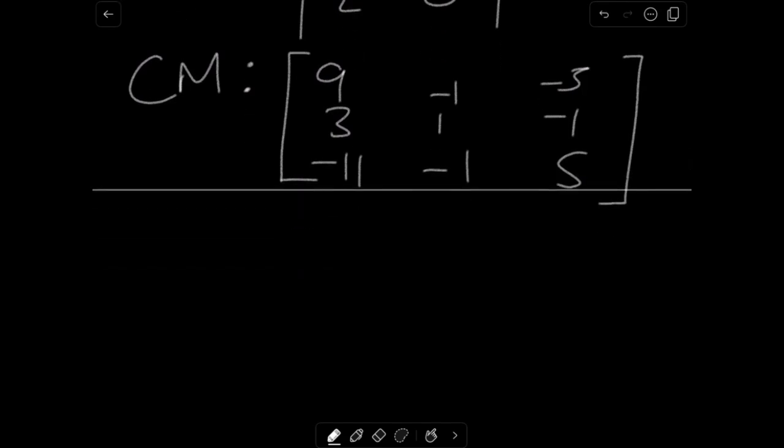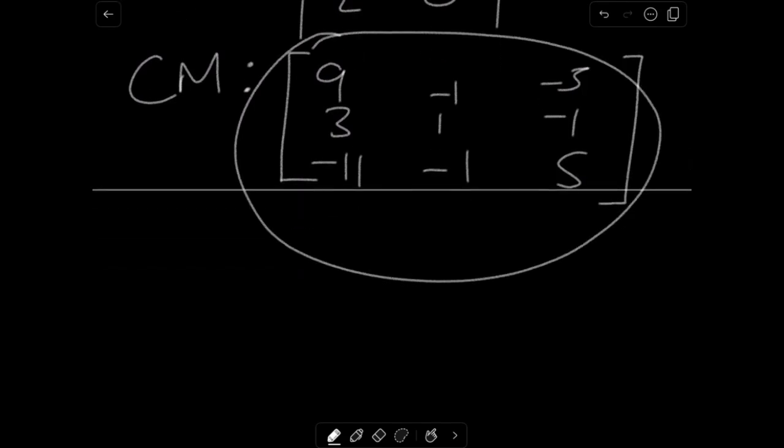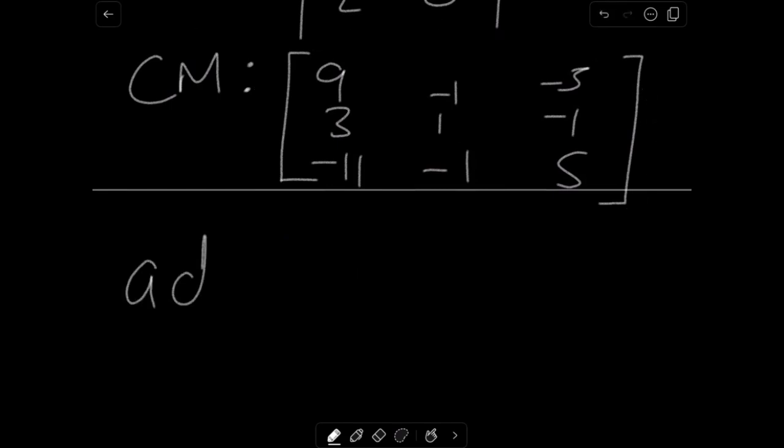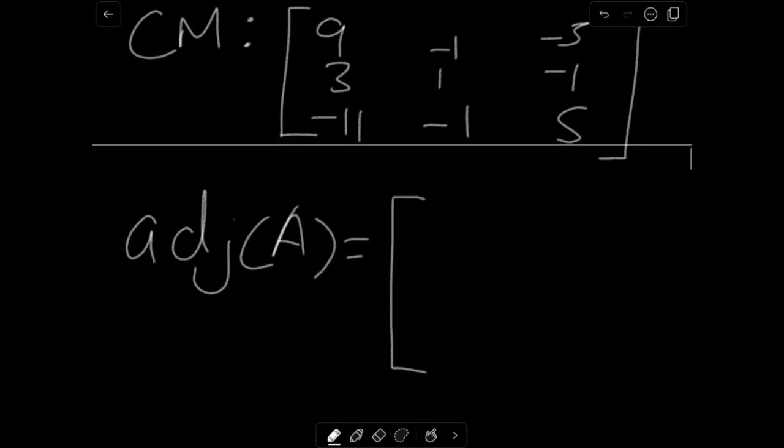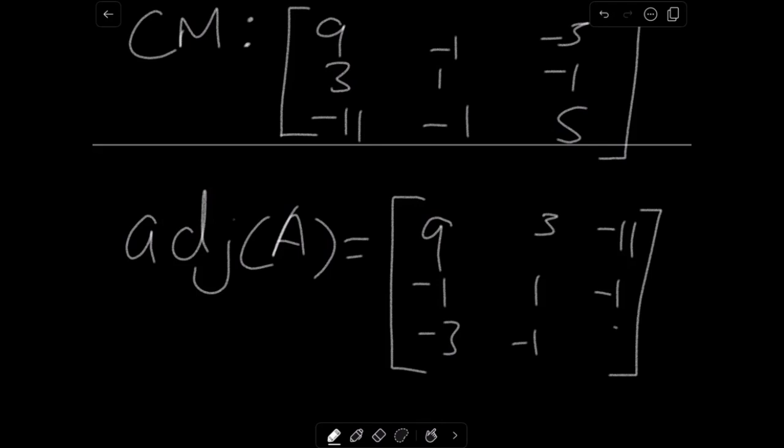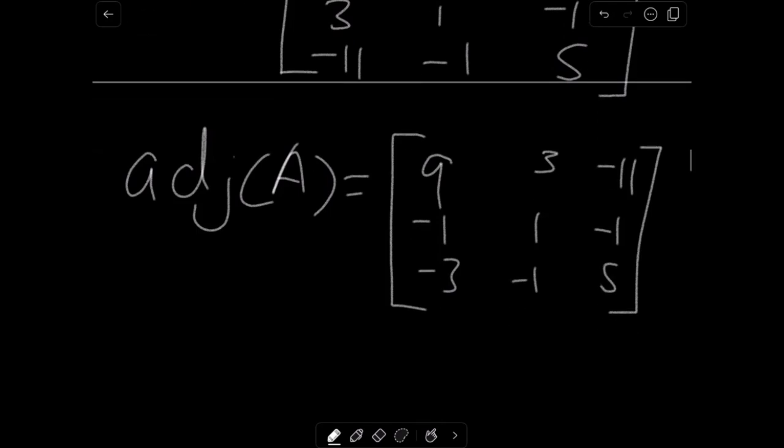Then to get the adjoint, you're going to take the transpose of that cofactor matrix. So what you will have is the adjoint of A being as follows. It's going to be 9, minus 1, minus 3 in the first column. It's going to be 3, 1, minus 1 in the second column. And it is going to be minus 11, minus 1, and positive 5 in the last column. And there is the adjoint of matrix A. So that's example 2.